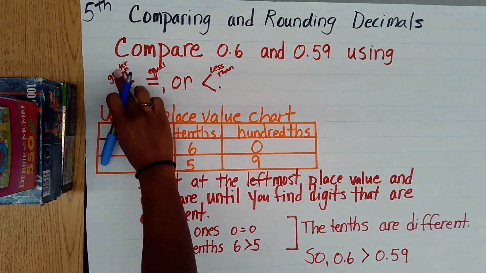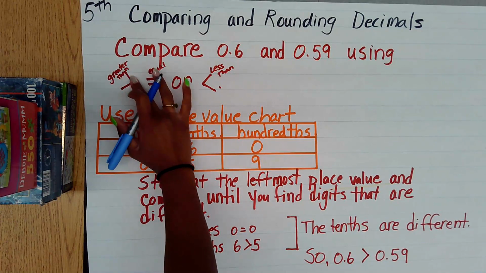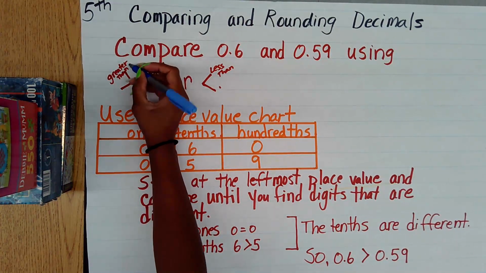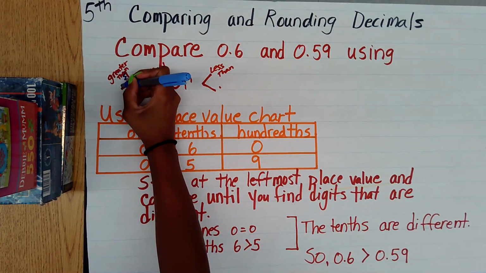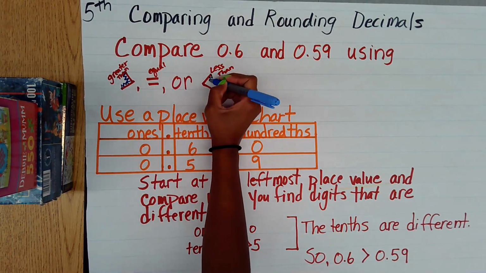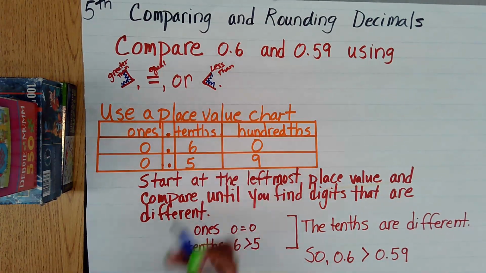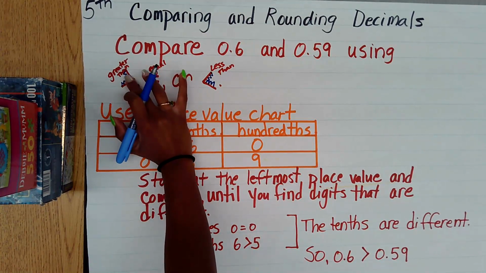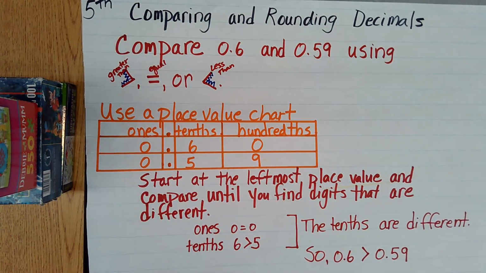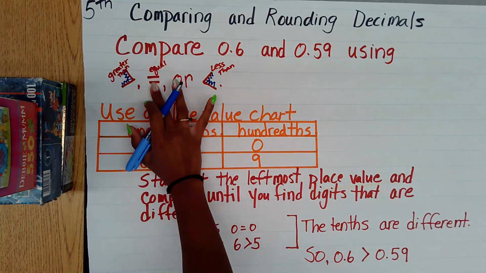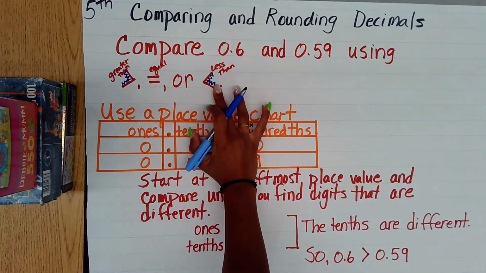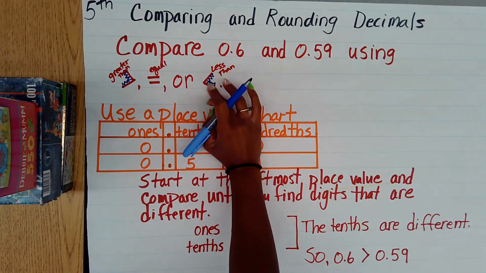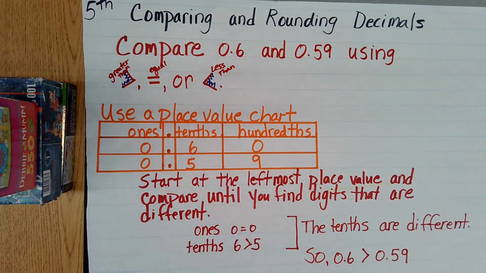So if I have my greater than symbol, we like to look at these as alligators. If I imagine this is an alligator, we know that alligators like to eat the bigger number. So when I'm using my greater than symbol, my open side would be towards the greater number. If both numbers are the same, I would use equal to. When I'm using my less than symbol, again, the open side is towards the bigger number.